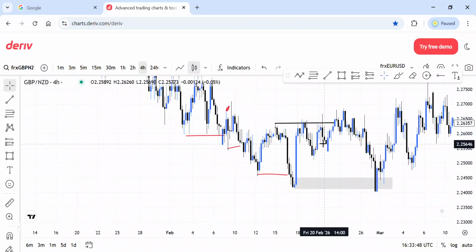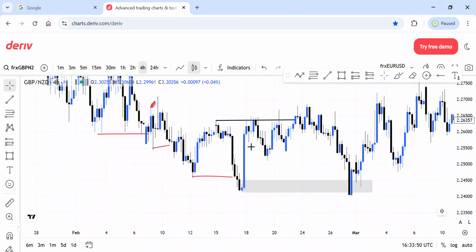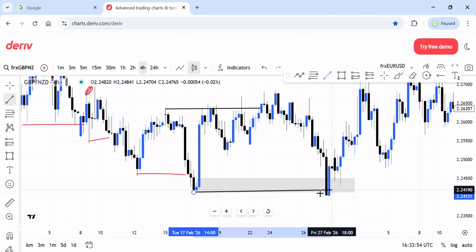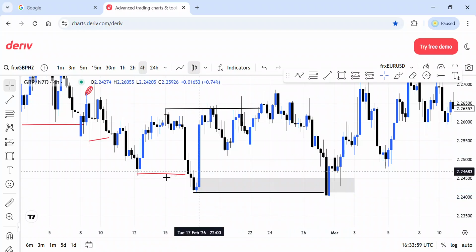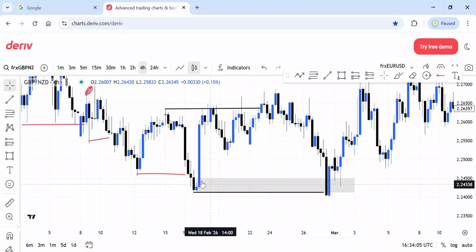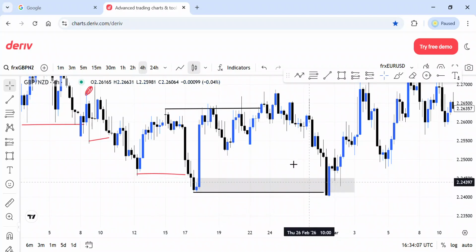So what happened? As you can see, market swept the low. This is what we call a fake out. As you can see, this is a fake out. Although the market is selling according to the trend, okay? So this is just a fake out because we see a bullish candle closing inside the order block immediately. So that's just a fake out.